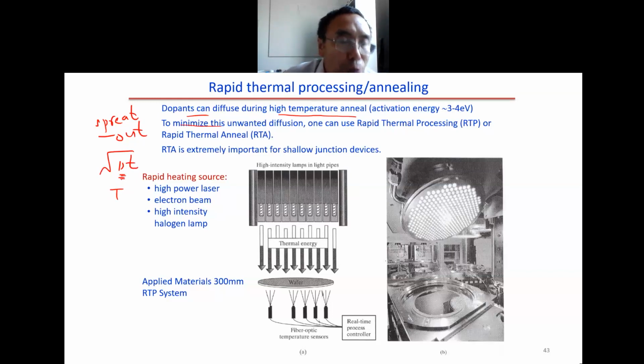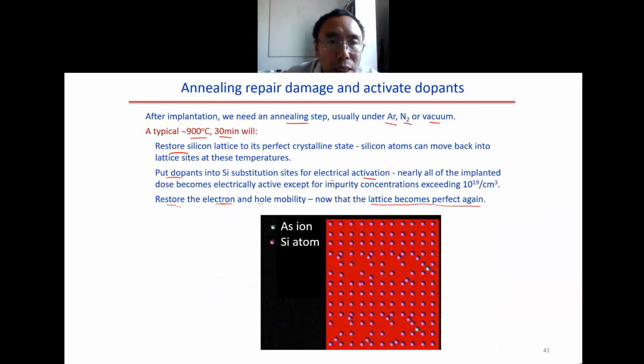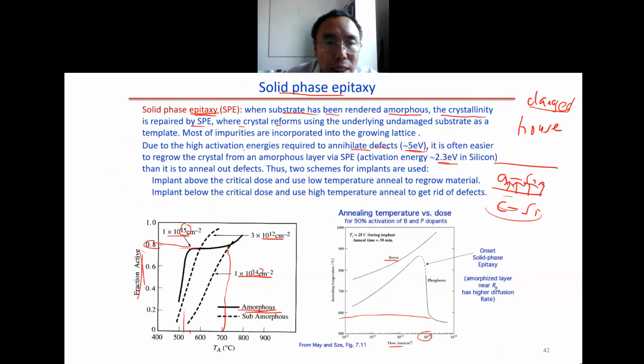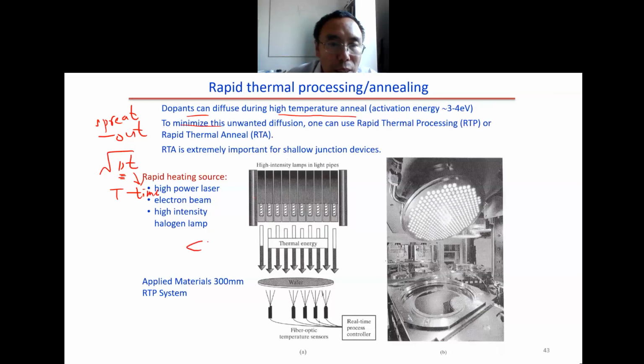Then what we can do is reduce the time. We can reduce the time to have a smaller Dt value. This is the idea of rapid thermal processing. So here we use like 30 minutes. But when we do the rapid thermal processing, this will take under 5 minutes, a much shorter time. Maybe even under 2 minutes. Very fast. So then the heating is done by light.